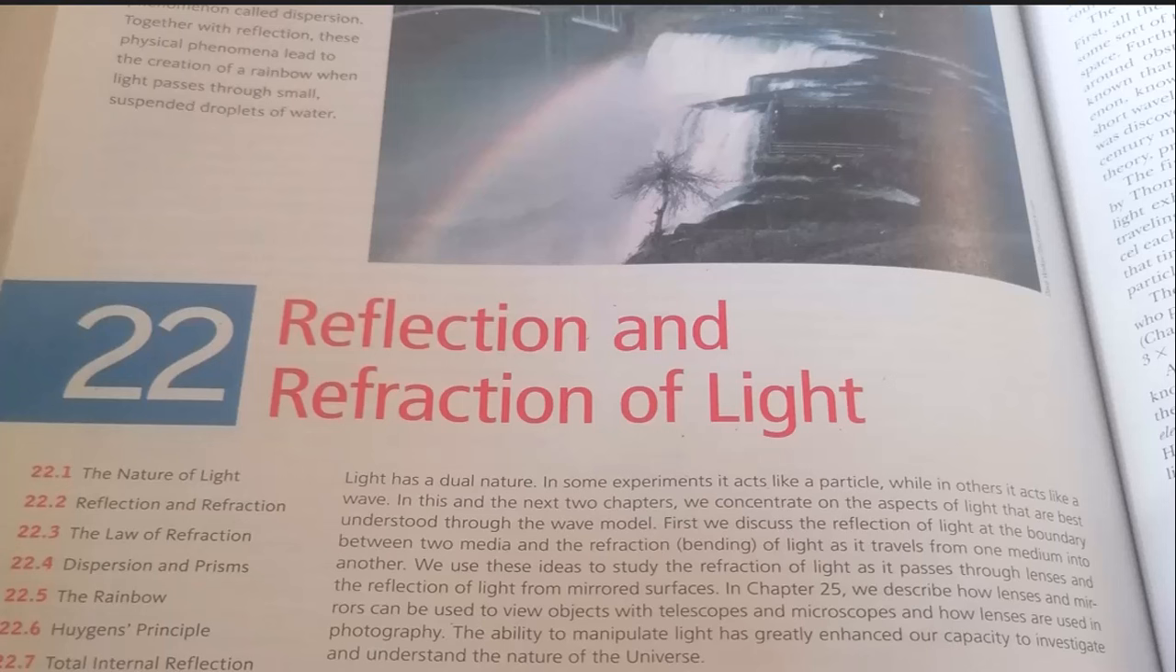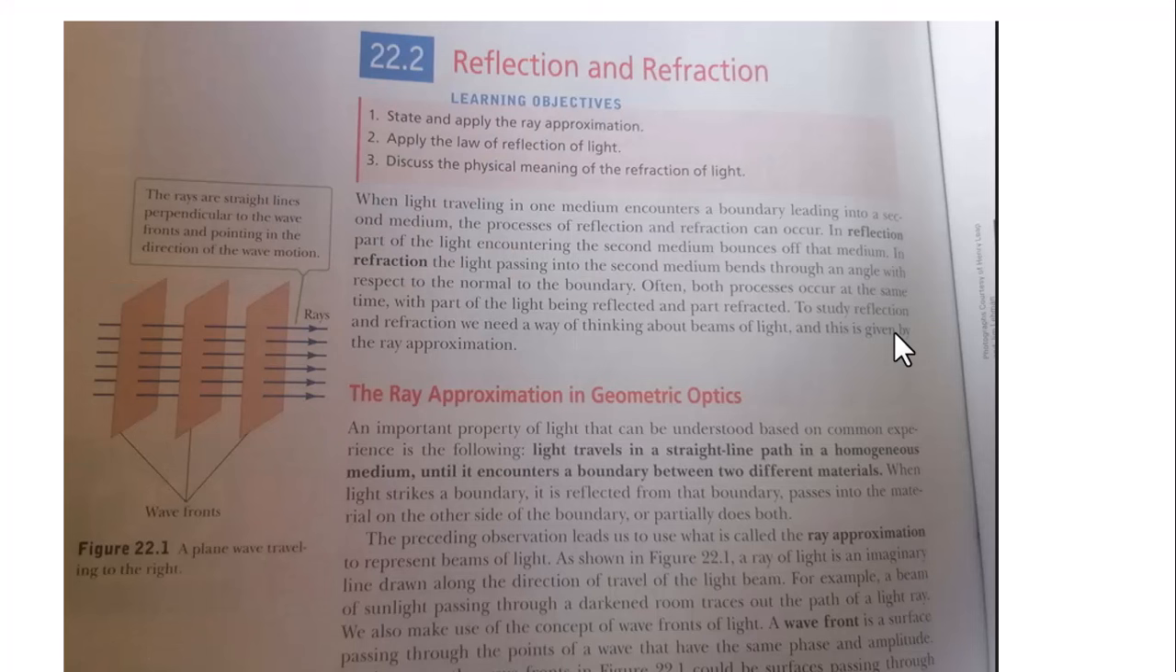Okay, in chapter 25, we describe how lenses and mirrors can be used to view objects with telescopes and microscopes, and how lenses are used in photography. The ability to manipulate light has greatly enhanced our capacity to investigate and understand the nature of the universe. So they say we can manipulate light, and through the manipulation of this light, we are more than able to understand the universe that we are in. And this is very true, because the universe is made bright by this light. So how fundamental would it be if we understand this energy that we call light? It's phenomenal that one studies these things.